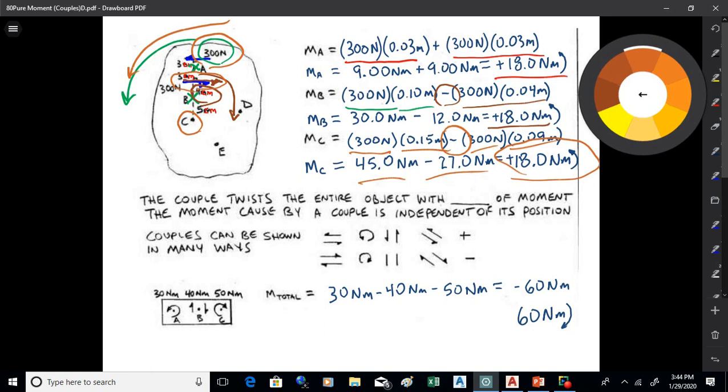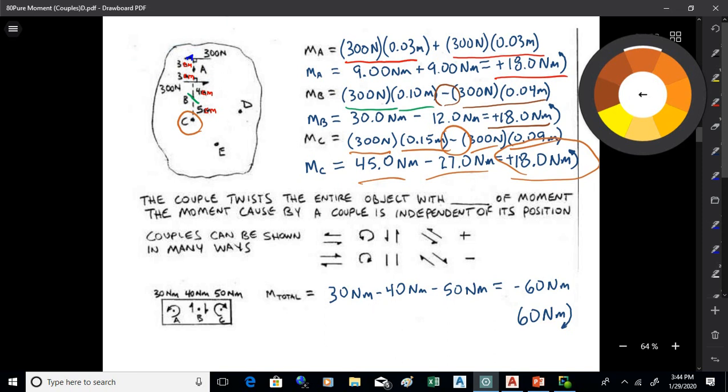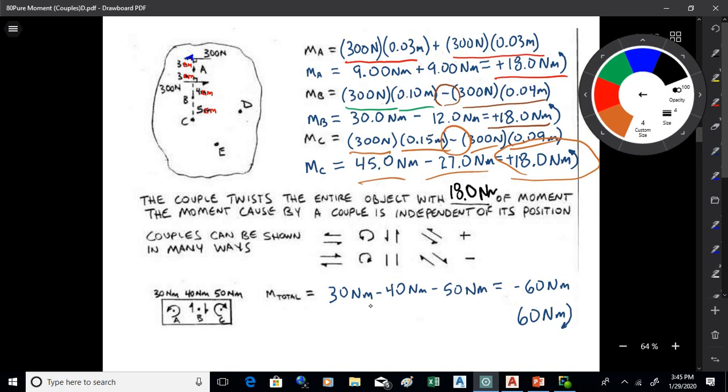So are you seeing a pattern there? There's a pattern, and the pattern is that it doesn't matter where you take moments about on that object. It will always be the same. It'll be 18 Newton meters. So that's kind of the deal with this, is any point on the object has the same moment caused by that couple. So the couple twists the entire object with 18 Newton meters of moment. The moment caused by the couple is independent of its position. That's the bottom line there.